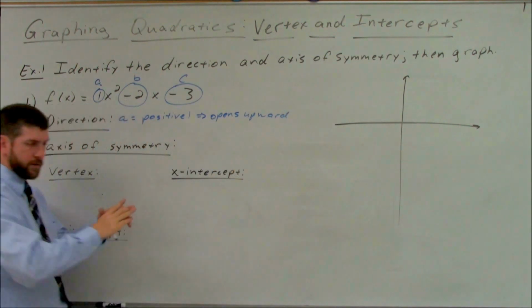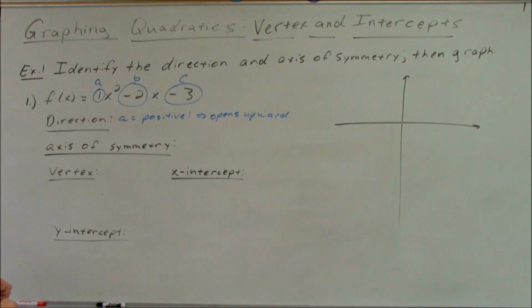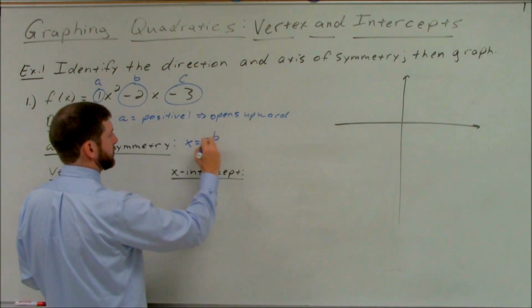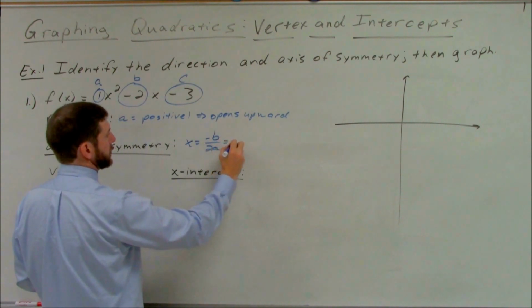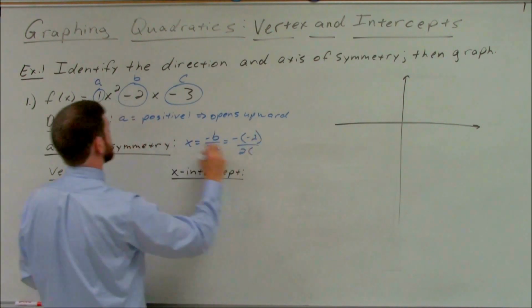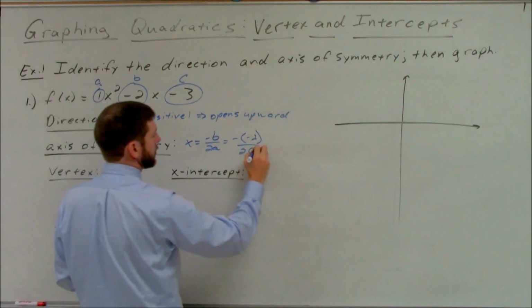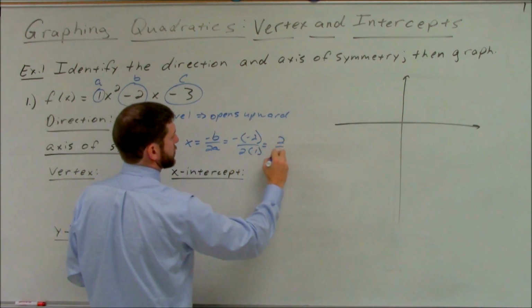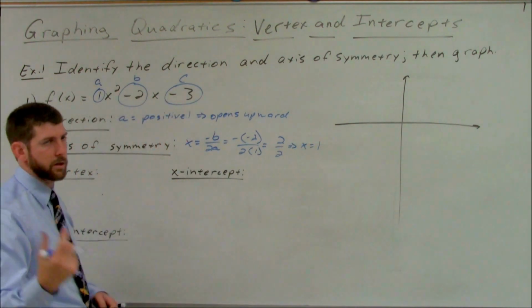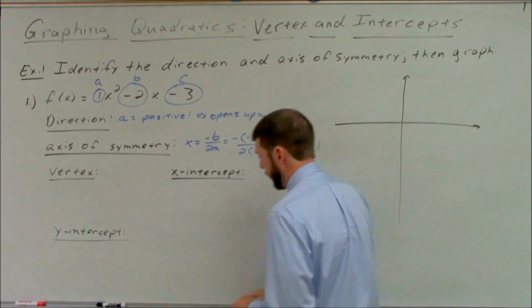Alright, so our final graph should end up opening upwards. Next we look at axis of symmetry. Remember your formula for axis of symmetry, x equals negative b over 2a. So negative, negative 2 over 2 times 1. So 2 over 2. So x equals 1 is going to be our axis of symmetry. And we could go ahead and plot that.